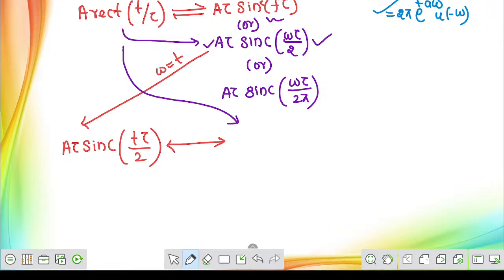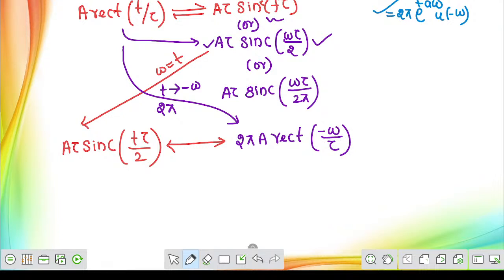If you are shifting any signal from time domain to frequency domain, I told you, replace t by minus omega, first thing, and your resultant answer will be multiplied by a factor of 2 pi. Now take the answer. So first thing, it will be multiplied by a factor of 2 pi. So 2 pi into rectangular of t will be replaced by minus omega by tau.